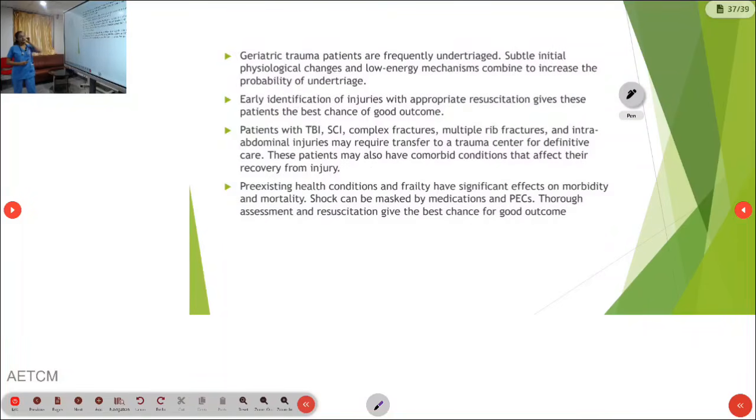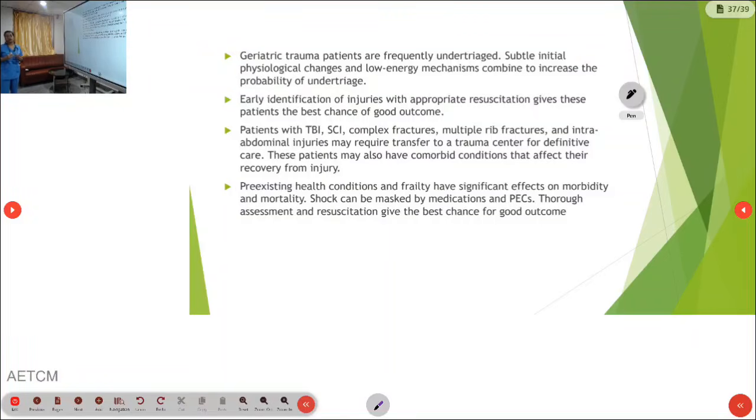So, this is the last slide. Geriatric trauma patients are frequently under-triaged. Even early subtle initial physiological changes and a low energy mechanism can be combined to raise the probability of under-triage. Early identification of injury with appropriate resuscitation gives these patients the best chance of a good outcome.